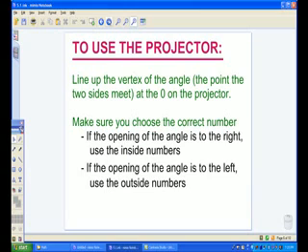So to use the protractor, all you do is line up the vertex of the angle, which is where the 2 points meet, on the 0 on the protractor, and then also make sure that you use the correct number.